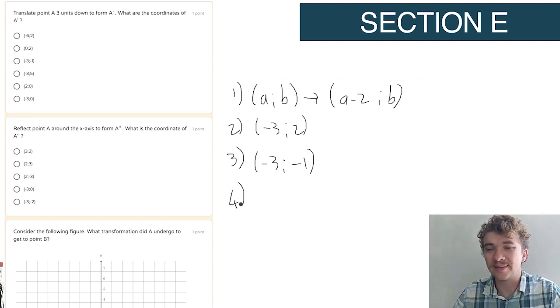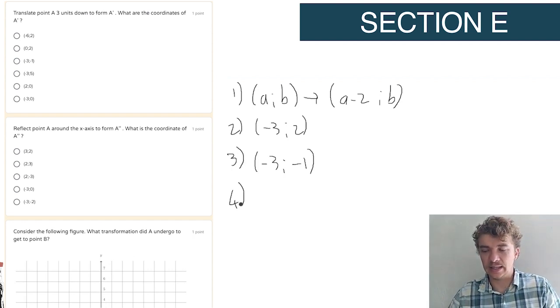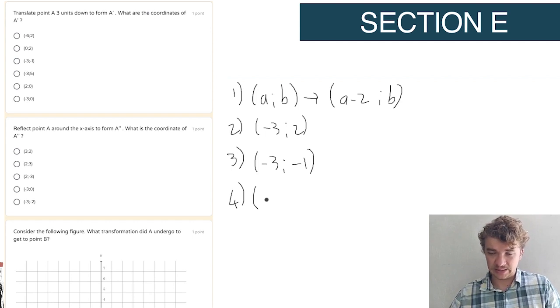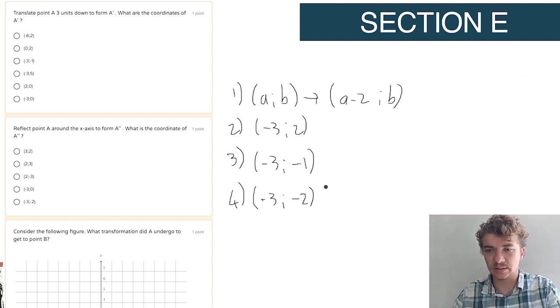Reflect point A around the x-axis to form A double accent. What is the coordinate of A double accent? Okay, so now you need to remember that we are reflecting A and not A accent. So we're reflecting this point over the x-axis, and you can again either figure it out geometrically or algebraically. Our algebraic theory tells us if you reflect it around the x-axis, then the y-coordinate just gets a negative in front. So the x-coordinate stays the same, and the y-coordinate turns into minus 2. So our answer is minus 3, minus 2.